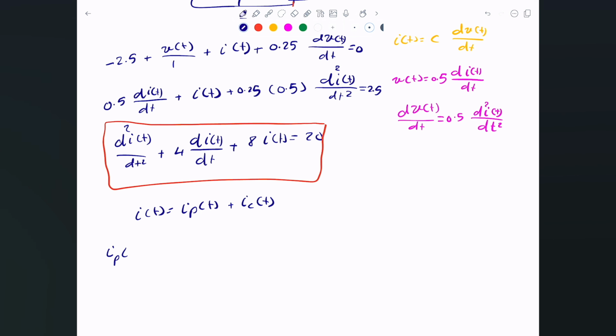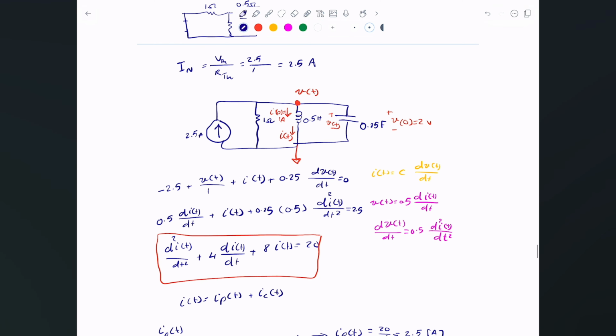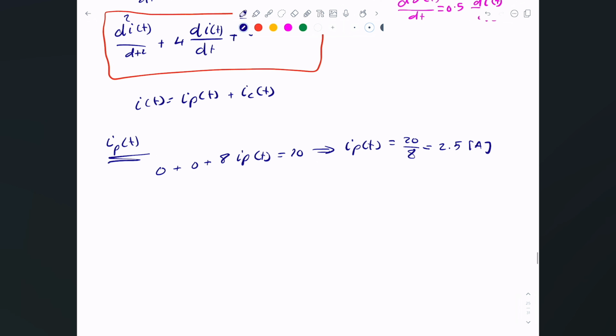So we can compute it. I p of t is simply 0 plus 8 times I particular solution equals 20. That means the I p of t, the particular solution, is simply 20 divided by 8, and that's equal to 2.5 amps. All right, everything is in ohms, so that must be amps. Okay, good. That's basically the particular solution.